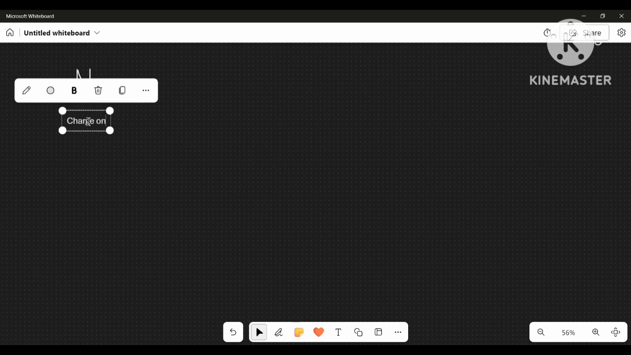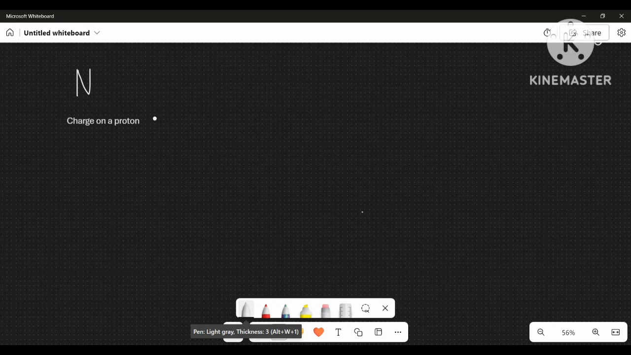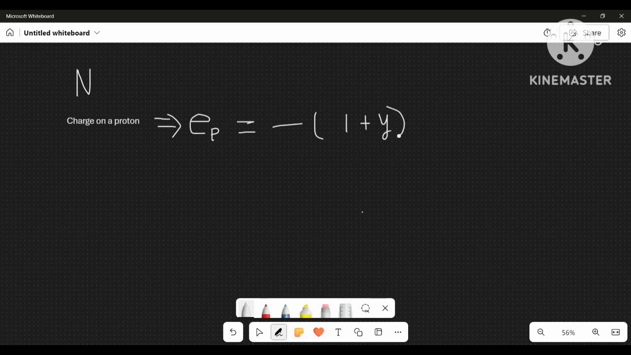Charge on a proton, that is given by the equation, which is e_p equals, which I just derived a while ago, (1 plus y) times the fundamental electronic charge E. This is the charge on a proton. So we have to find the critical value of this y for which the expansion of the universe starts.